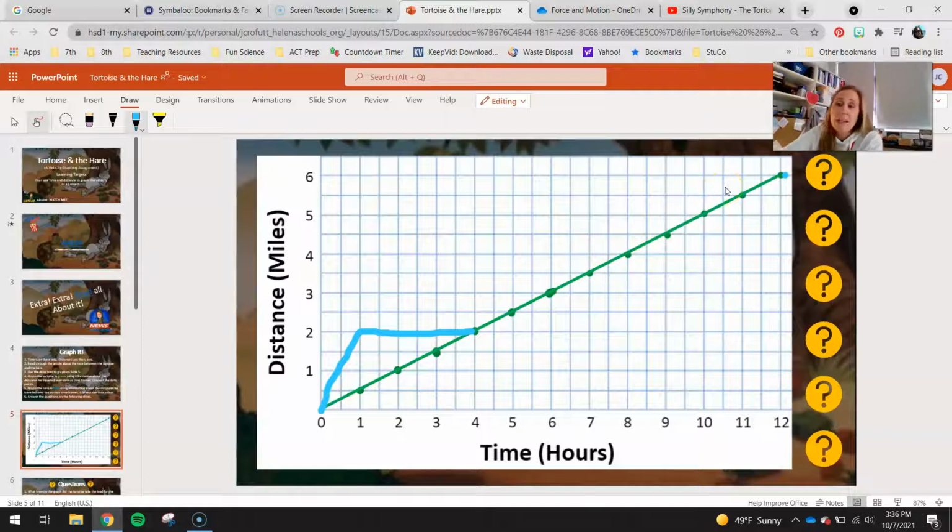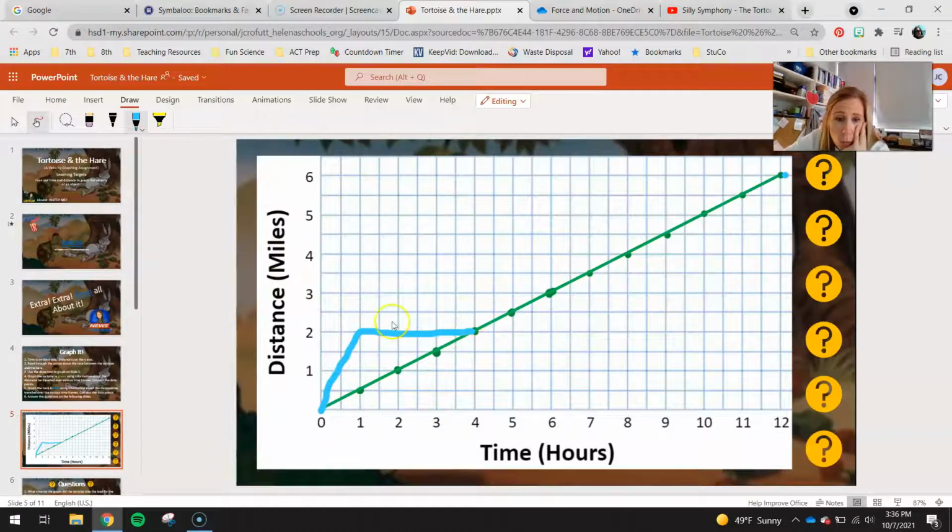Okay, so we know from your Silly Symphony video that the Hare was in the lead most of the race, okay? When he'd see the Hare or the Tortoise coming, he'd start running again. He'd run, take a little nap, whatever the case is, okay? Flirt with the ladies, whatever.